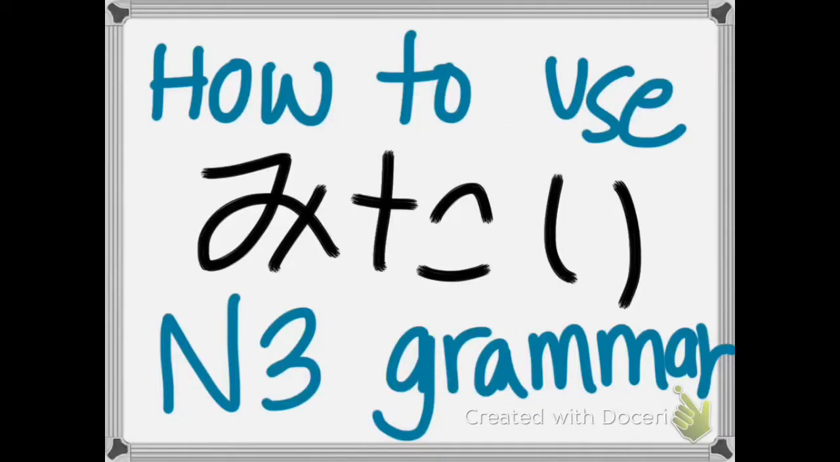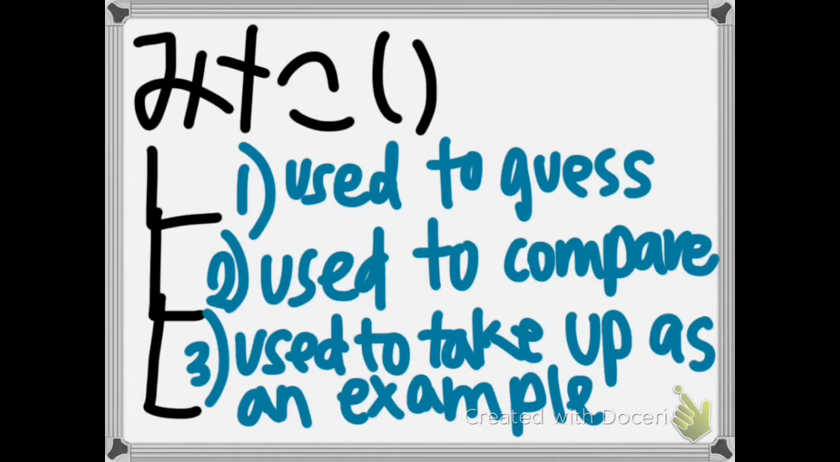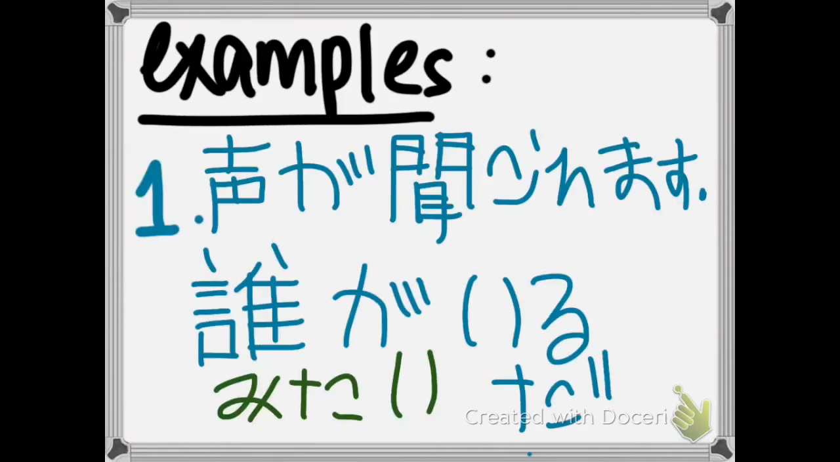How to use MITAI N3 grammar. MITAI has three main uses. MITAI is used to guess, used to compare, and used to take up as an example. The first usage: MITAI is used to guess based on observation or feelings.